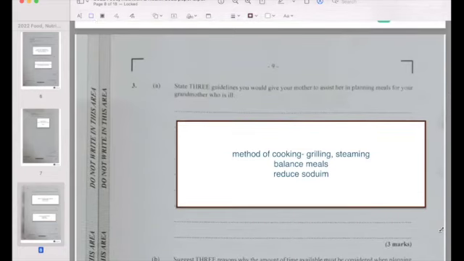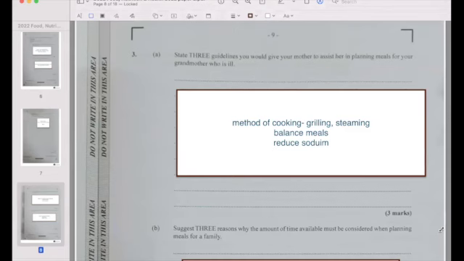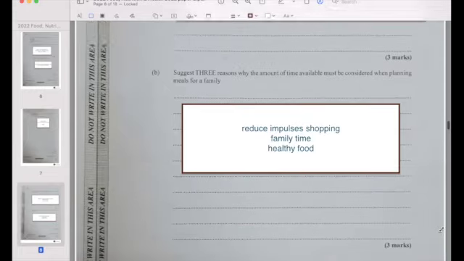State 3 guidelines you would give your mother to assist her in planning meals for a grandparent who is ill. And I am assuming that the grandparent will be elderly. So when we're talking about the guidelines, one, the method of cooking is so important. So we have a moist method of cooking instead of the dry. We can actually do grilling, which is dry, but that can be done. Steaming, poaching, that will be another one. Another guideline is a balanced meal, and another one is reduced sodium intake.